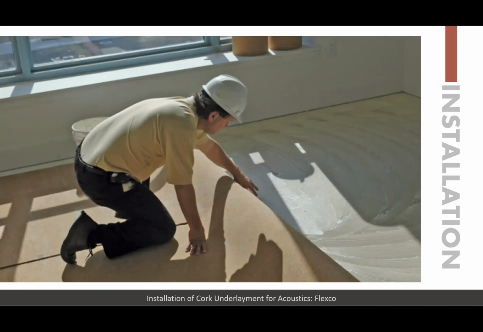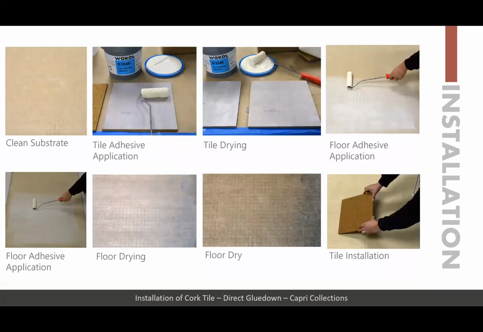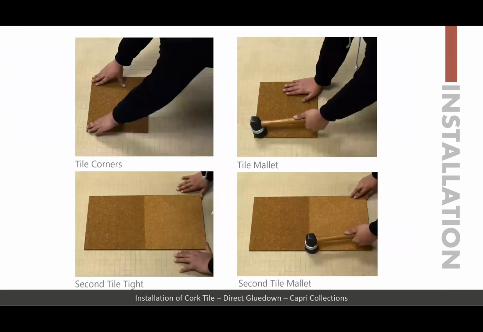This is an example of installation of cork underlayment that could be for acoustics, and then it could have another cork floor or tile put on top or another type of resilient flooring. So the goal is that you have a clean substrate. The tile adhesive is applied, and then the tile dries. Then the floor adhesive is applied and the floor dries. And then once the floor is dry, you put the tile down for installation. Tile corners are pressed down, and then they use a tile mallet to complete the installation.